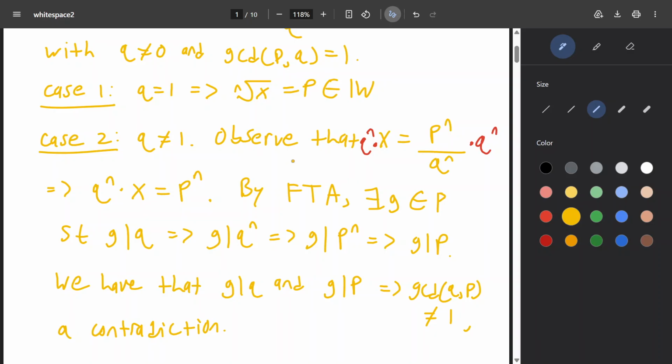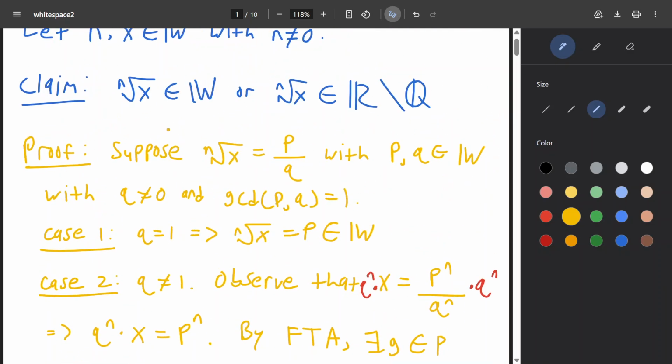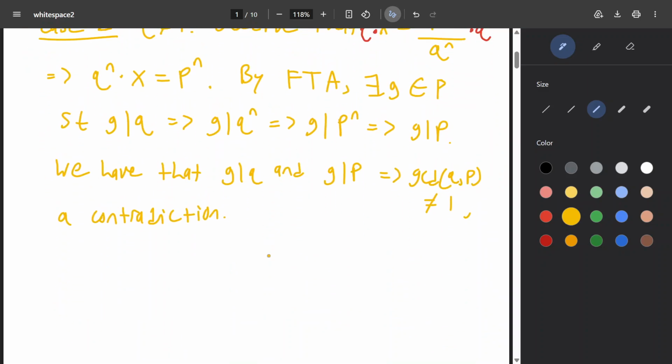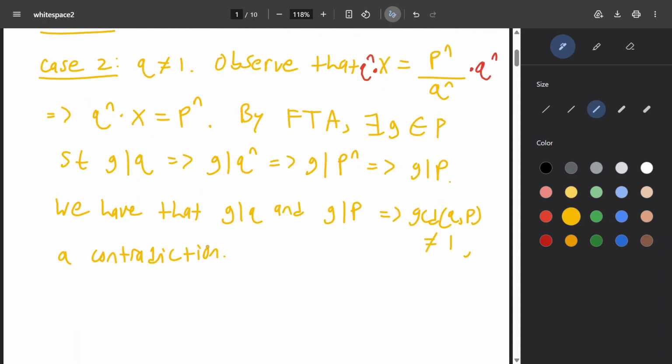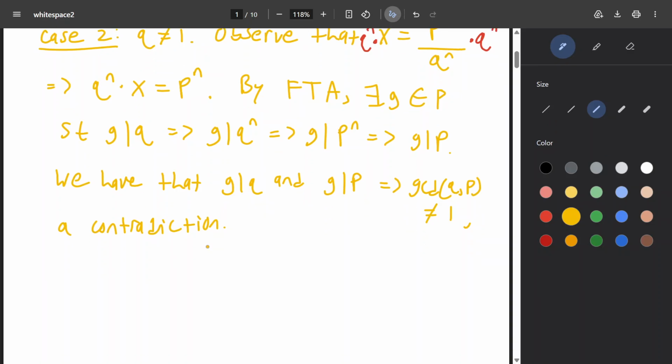Okay, so we just showed that if the nth root of x is rational, it has to be a whole number. So we have that guarantee. But how do we know that it can be irrational? We didn't prove that there exists an irrational number that equals the nth root of x. We just showed that it cannot be a non-integer rational.